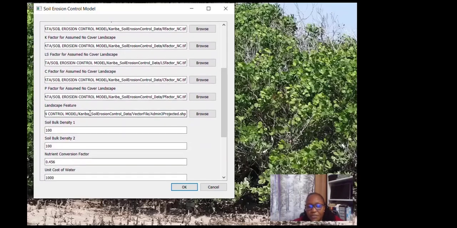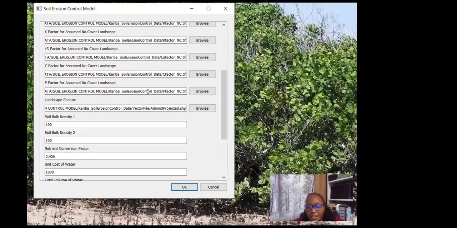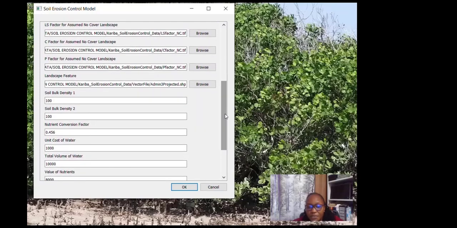The next data set would be the landscape feature. This is a shapefile that you need to load for the landscape in question that is being investigated for soil erosion. Then we have the soil bulk density, which needs to be calculated from the field survey, and the nutrient conversion factor. This is very key because it enables you to know the amount of nutrients that are likely to be in the soil that is being lost.